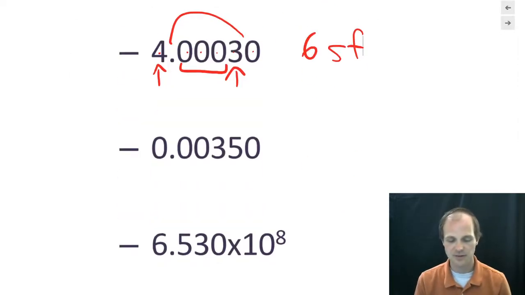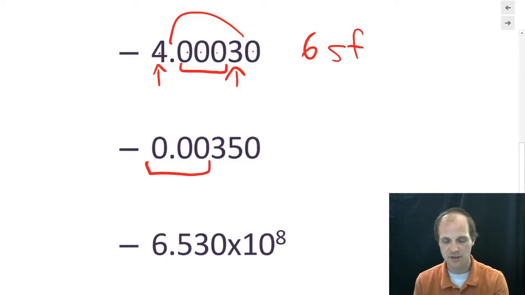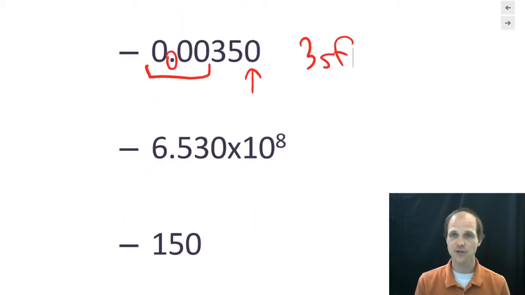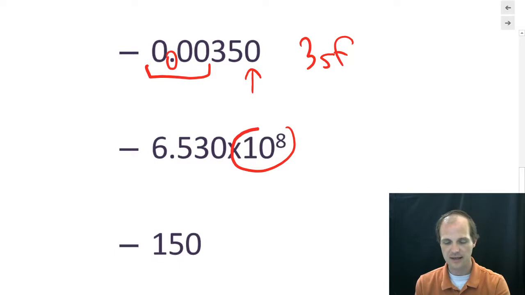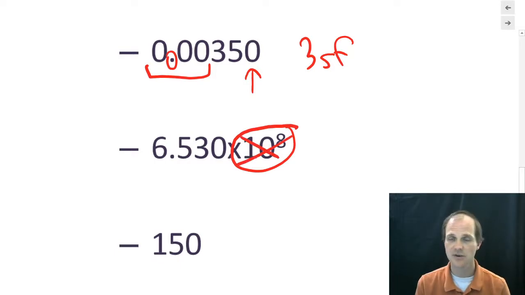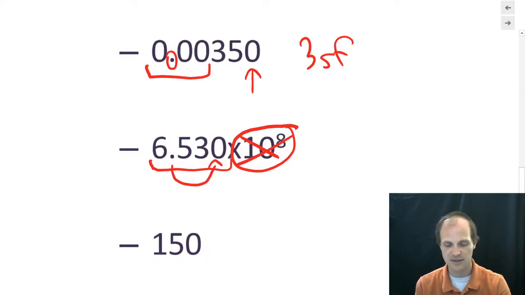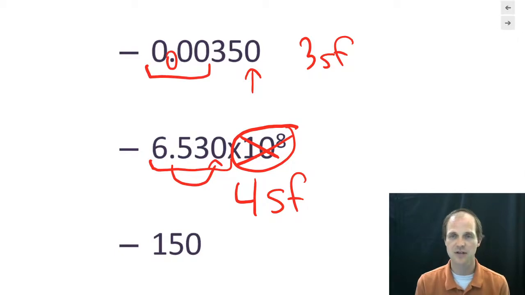How about the next one, 0.00350? Leading zeros, never significant, whether or not there's a decimal. Trailing zero is significant because there's a decimal, and this one has 3 significant figures. Ooh, scientific notation, we haven't talked about that one yet. When counting significant figures for scientific notation, you're going to ignore the exponent. It doesn't really matter what the exponent is. The coefficient is what tells you how many significant figures you have. So if we look at 6.530, it's got a decimal point, which makes that trailing zero significant. And so this guy has 4 significant figures. So for scientific notation, you always get significant figures off the coefficient.